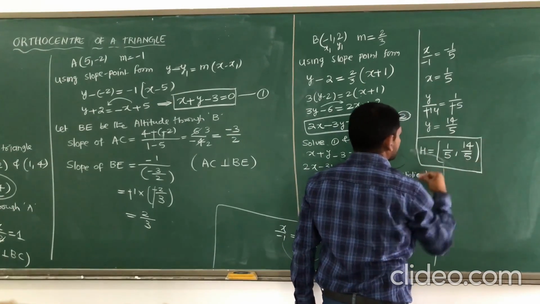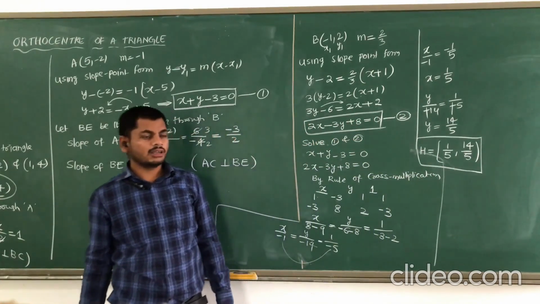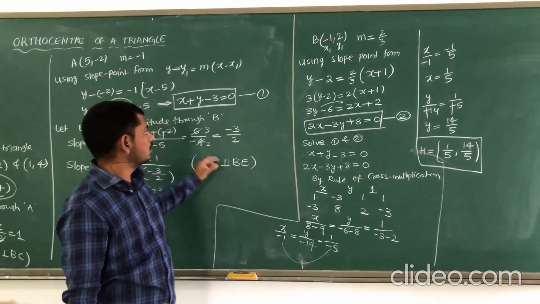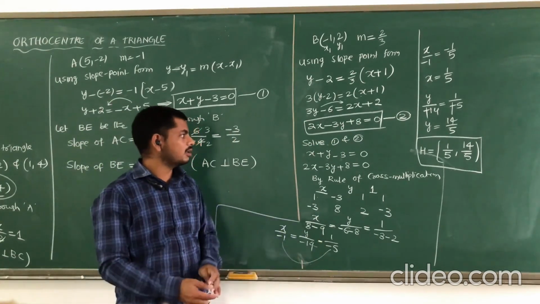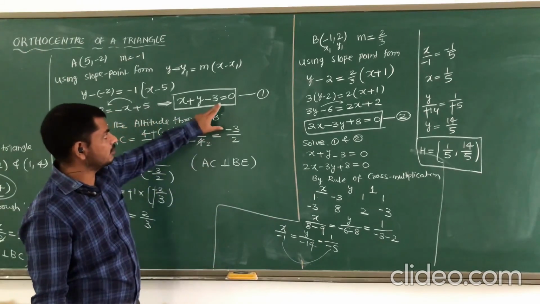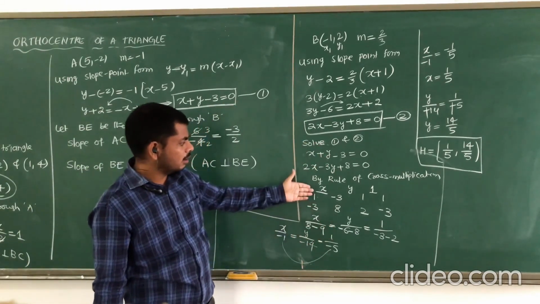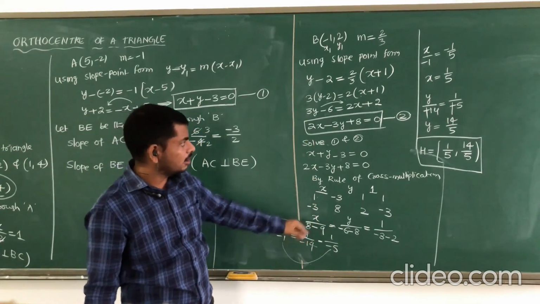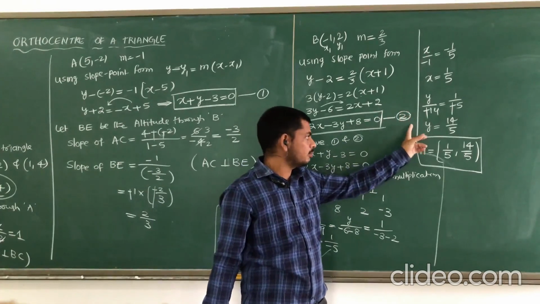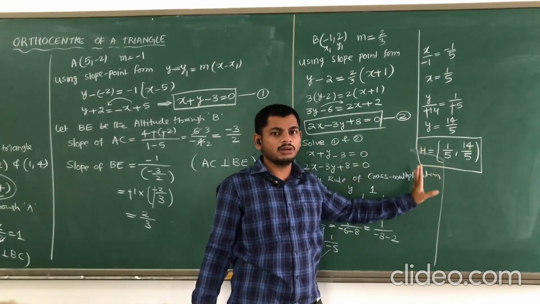This is the answer for the given question. Find the orthocenter of the given triangle. First find any two altitudes, either from vertices A, B or B, C or C, A. After getting two equations, solve the two equations by using any one method: rule of cross multiplication, substitution method or elimination method. You will get x comma y values. That is the point of intersection of two lines. That is nothing but the orthocenter of the triangle.